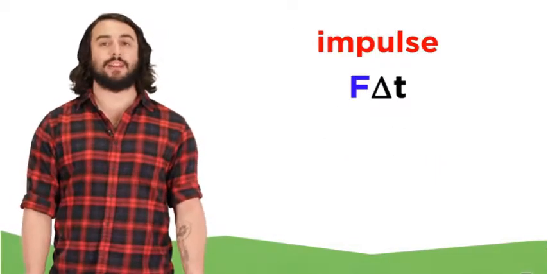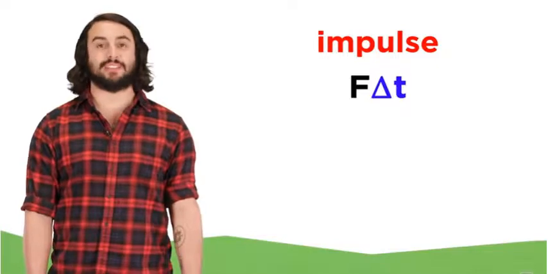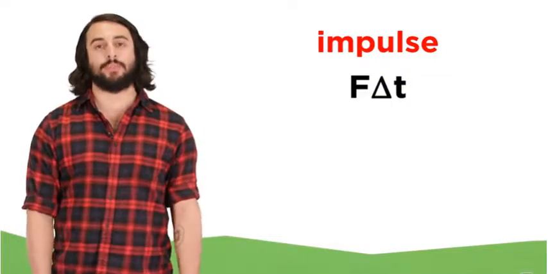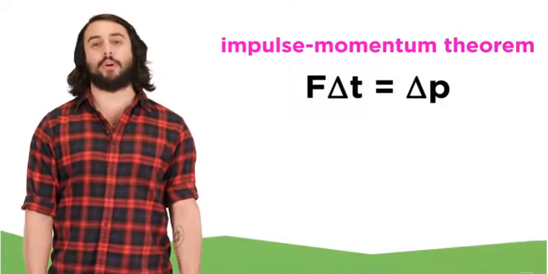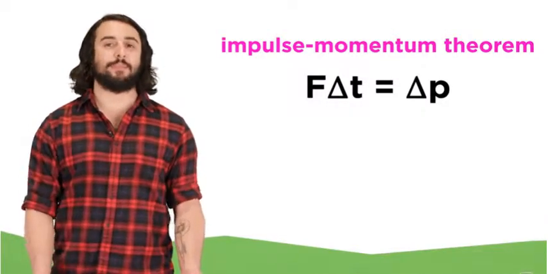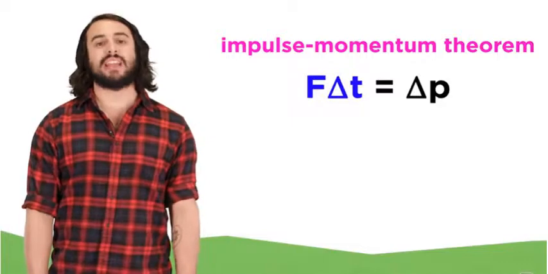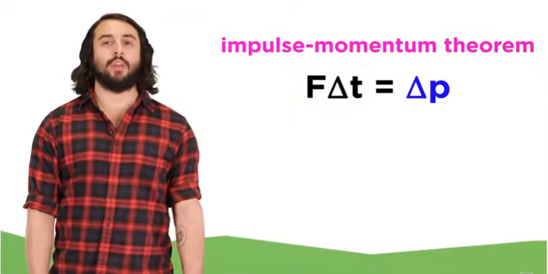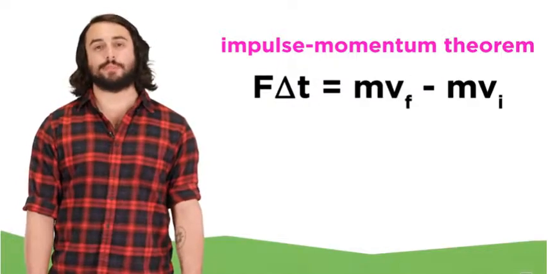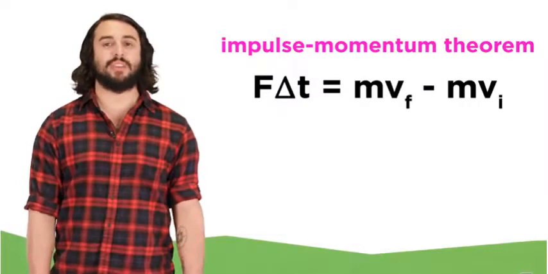The force that is applied multiplied by the duration of time that it is applied is called the impulse, which will be measured in Newton seconds. The relationship between impulse and momentum is summarized in the impulse-momentum theorem. It states that the impulse, F delta t, is equal to the change in momentum, or delta p, which can also be expressed as mv final minus mv initial.